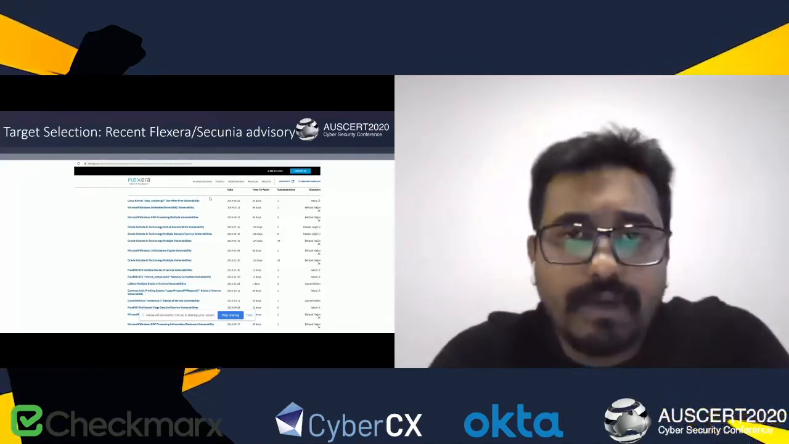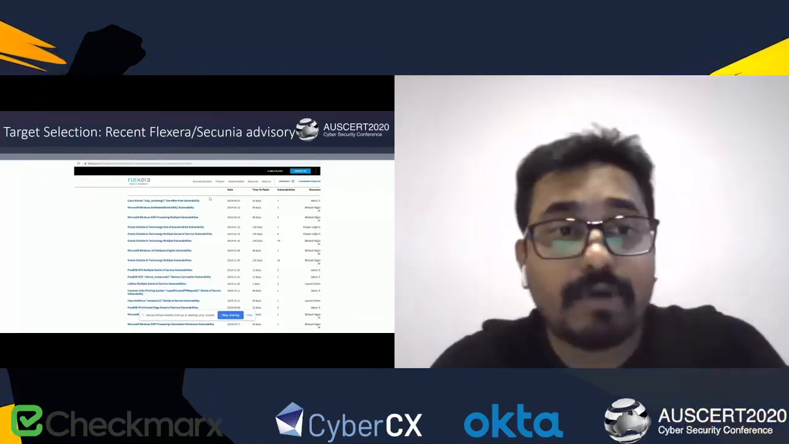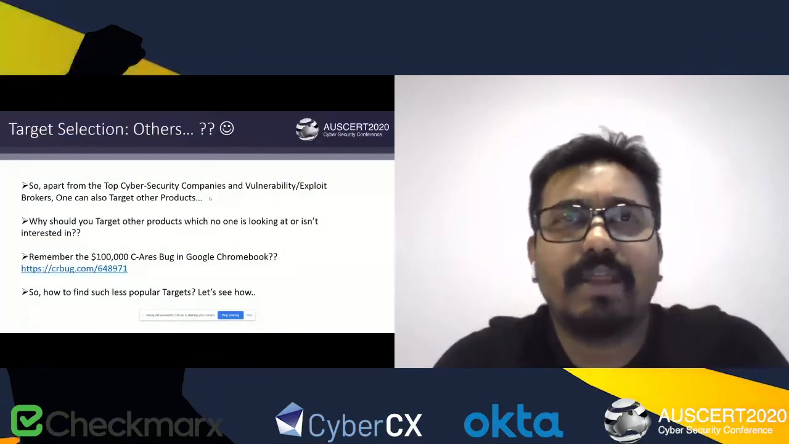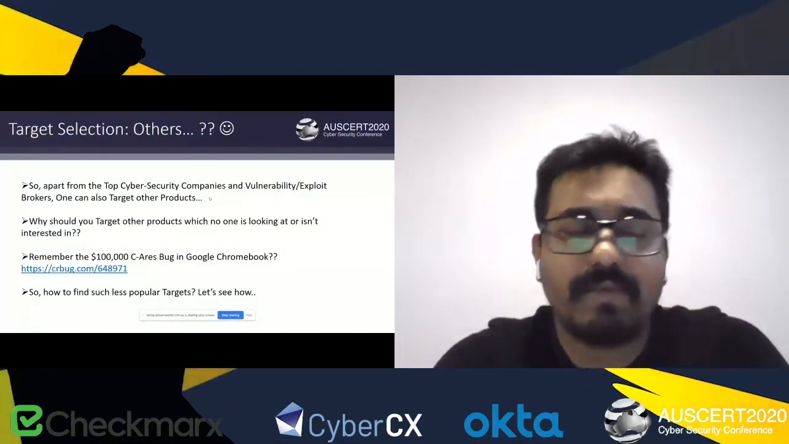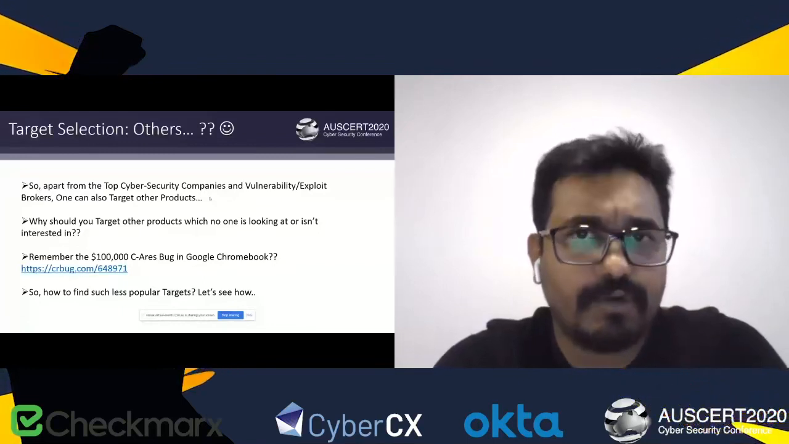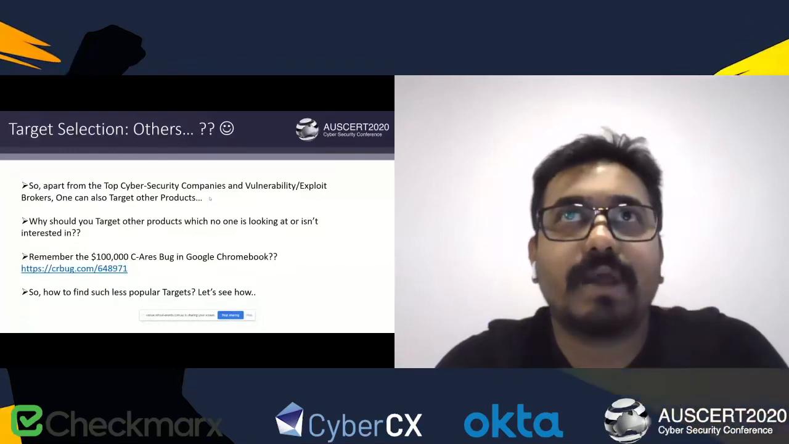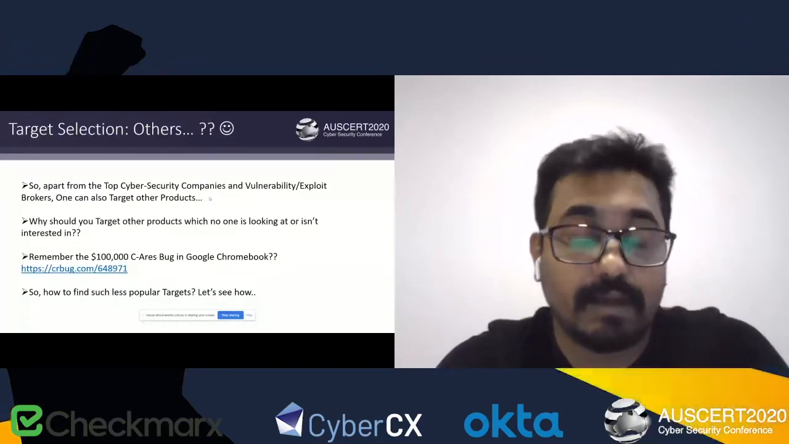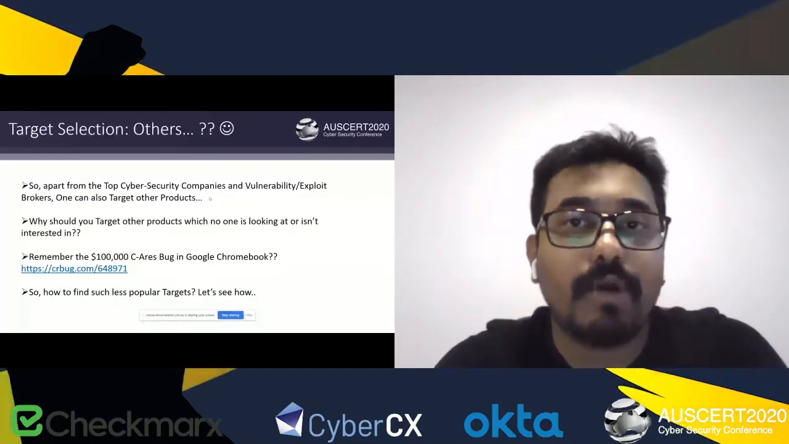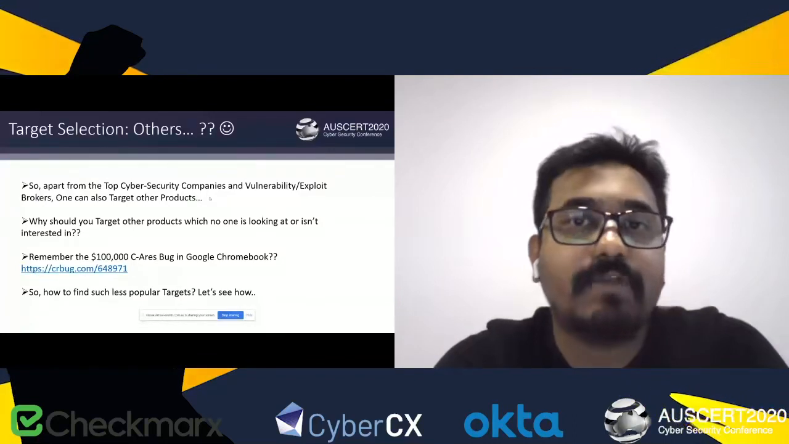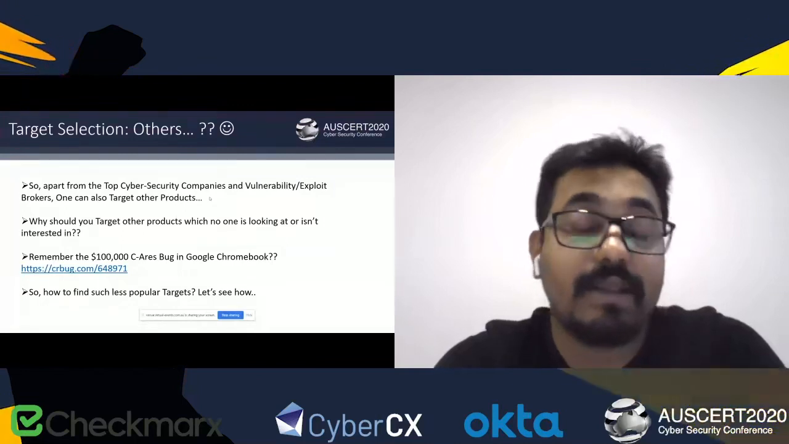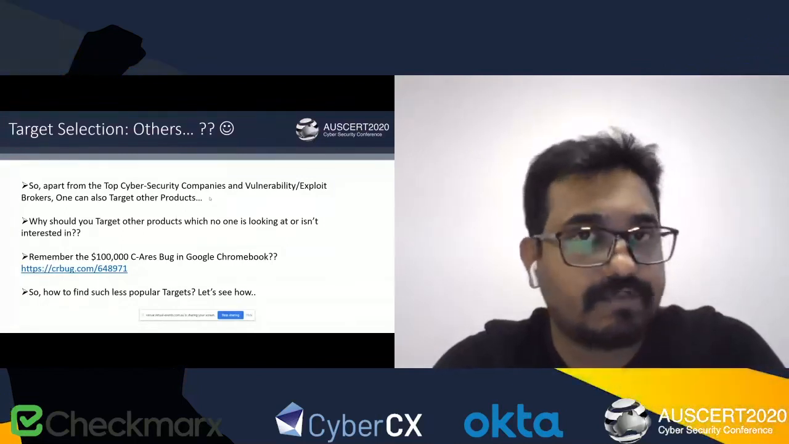So we saw what top security companies are interested in and what vulnerability brokers are interested in, but is that the only thing we should be looking at? Maybe, maybe not. You can target other products and other applications as well. But should you? That question can be answered by two bugs that I've recently seen. One was the $100,000 vulnerability in the Google Chromebook, which was basically a DNS library that was exploitable, and there was a vulnerability in it which was easily exploitable, and the researcher was paid $100,000 for that.